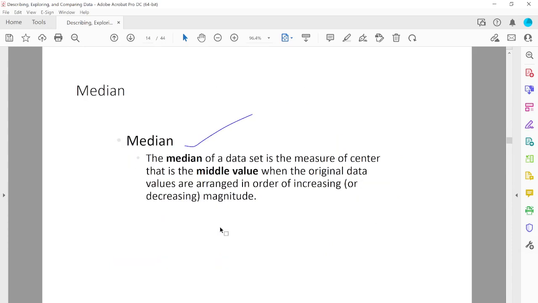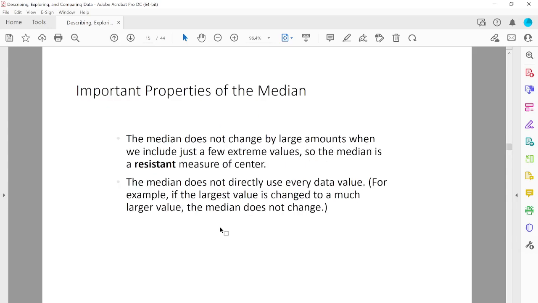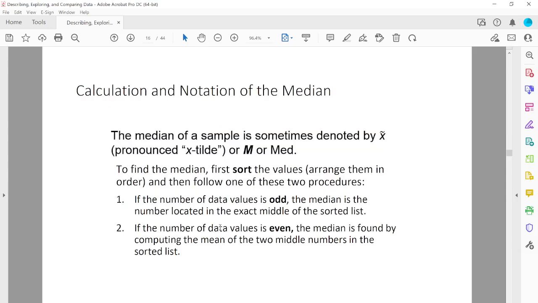Okay, so for finding the median, we sort the data in either increasing or decreasing order and find the middle value. Now, depending on how many data you have, if you have an odd number of data, you can always find exactly the middle number. If the number of data values is odd, the median is the number located in the exact middle of the sorted list. So you have to sort the data first and then find the exact middle number.